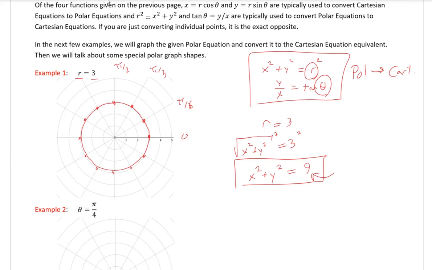You can also do this by squaring first and getting r squared equals 9, and then replacing r squared with x squared plus y squared to get directly there. That's another way to do it, and a common way that we'll evaluate some functions in the future.